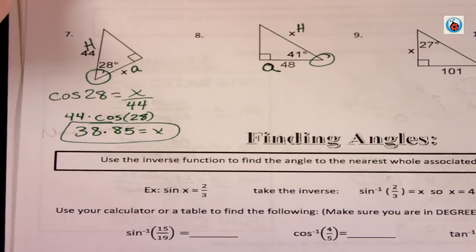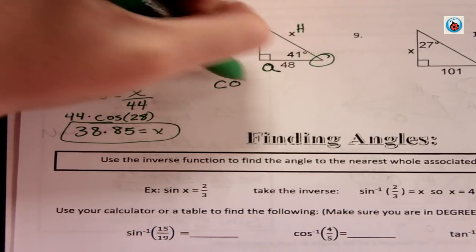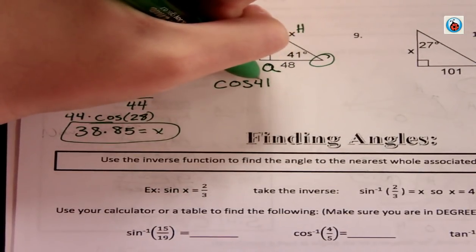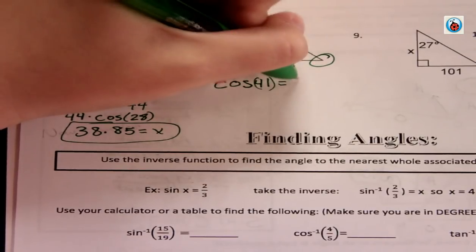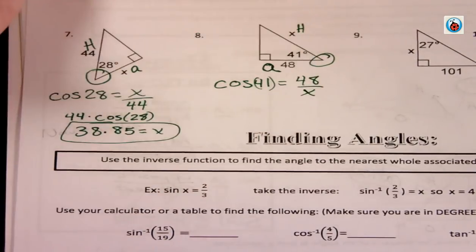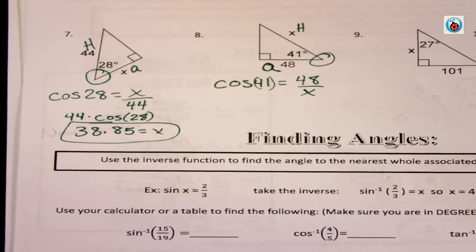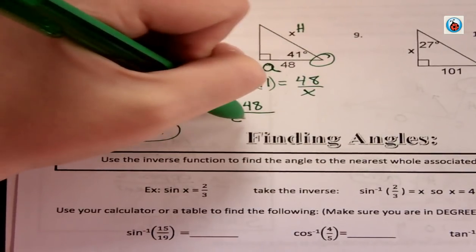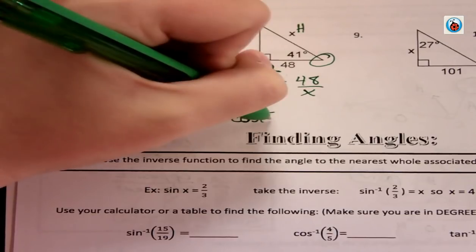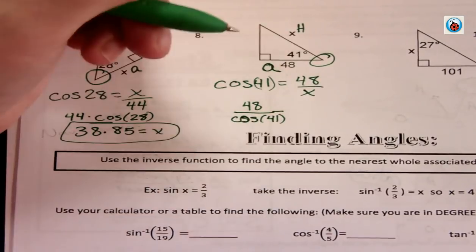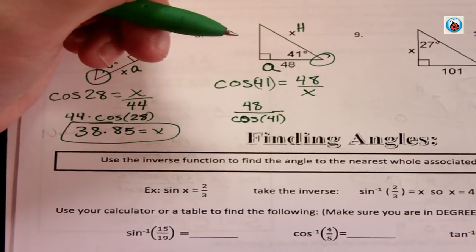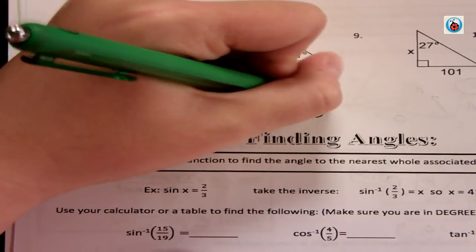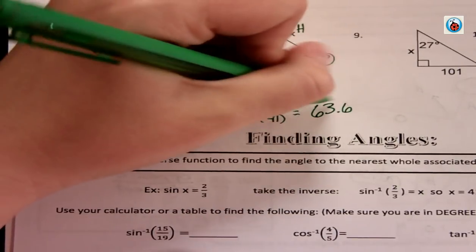We don't have the opposite. We have the adjacent and the hypotenuse again. So cosine of 41 is equal to 48 divided by x. Now, the x is on bottom. So instead of multiplying, we are going to divide. Always put the number on top. 48 divided by cosine 41. Number on top, trig function on bottom. And we get 63.60, so I'm just going to put 63.6.